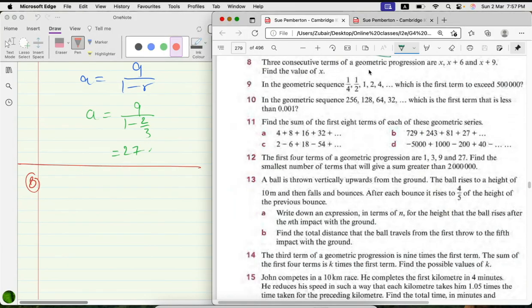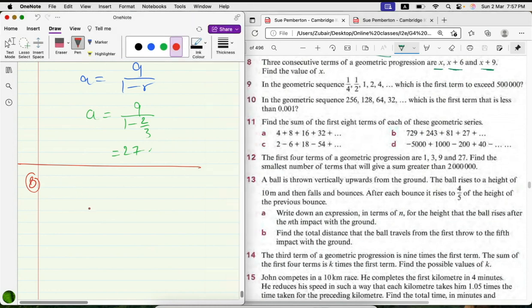Three consecutive terms of a geometric progression are given. First is given, second is given, third is given. Find the value of x. So if you're using that, you are actually getting first term, second term, third term in terms of a and r, right? These are already in terms of x. So when you introduce a and r, now you're having three unknowns: one is a, the other is r, third is x.